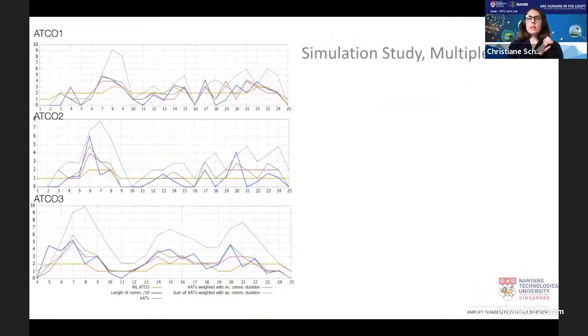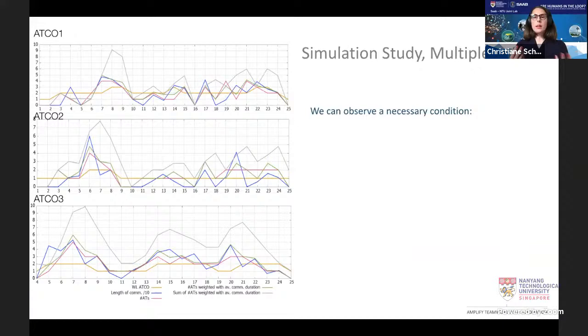Okay, so let's look at some results. This is just one chart from the simulation study in multiple mode. We have the 3 controllers. In yellow, you can see the development of the controller workload, and in pink, the number of controller tasks, and the others are measures related to the communication duration.